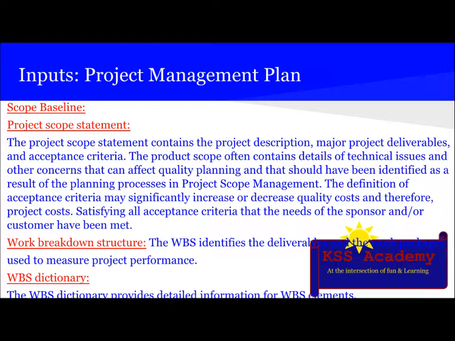The product scope often contains details of technical issues and other concerns that can affect quality planning and that should have been identified as a result of planning processes in the project scope statement. The definition of acceptance criteria may significantly increase or decrease quality cost and therefore project cost. Satisfying all acceptance criteria means that the needs of the sponsor and customer have been met. The work breakdown structure identifies deliverables and the work packages used to measure project performance. The WBS dictionary provides detailed information of WBS elements.